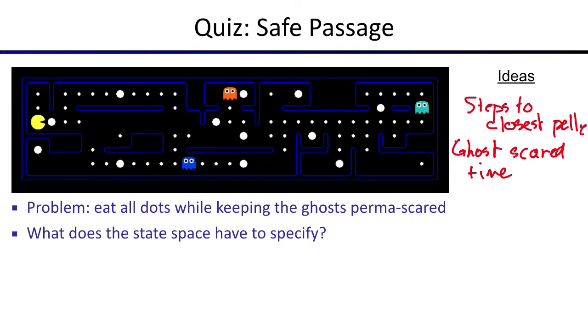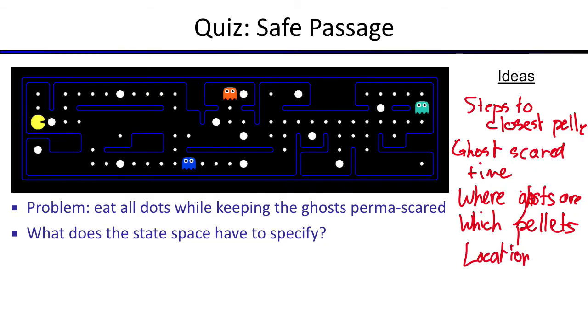Yeah. Where the ghosts are, okay. What about the more mundane things? Pellets, okay. Which pellets? What was that? Food and power. Location of Pac-Man. I think food and power is steps to closest pellet and where ghosts are. Or we can also add up here where are pellets. Okay.